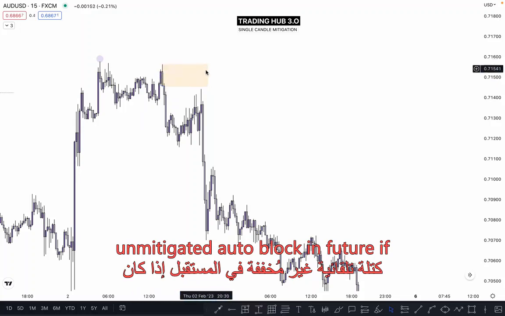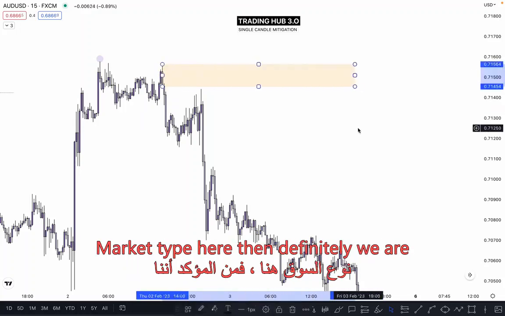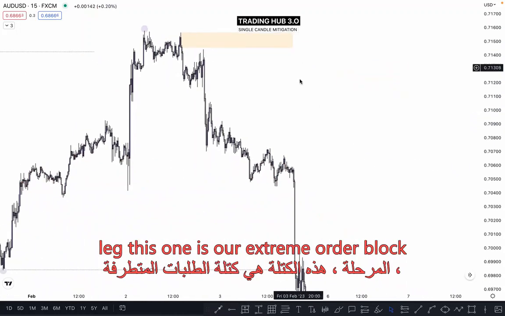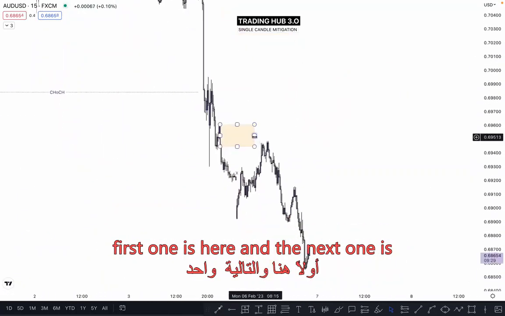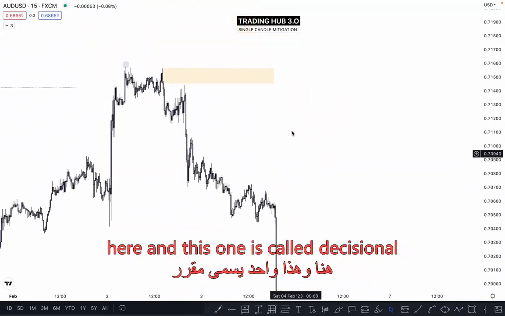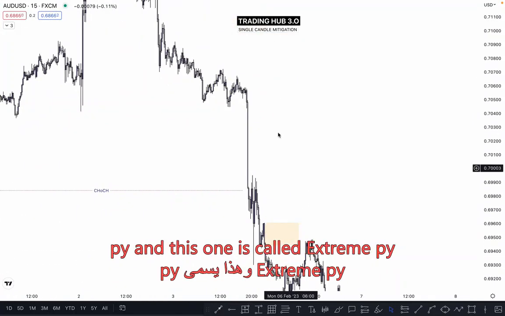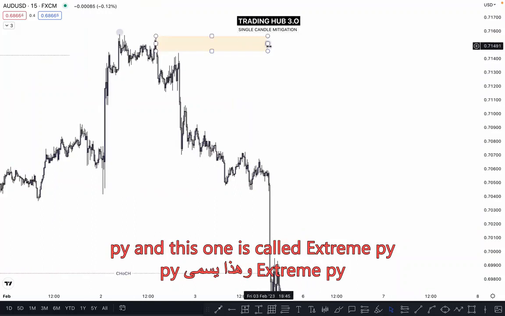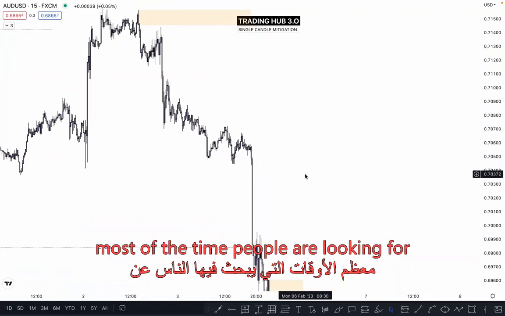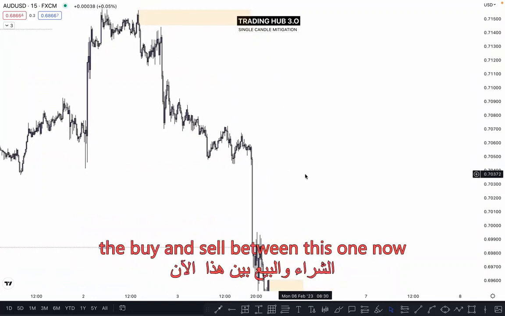In future, if the market taps here, then definitely we are looking here for a sell, because in this leg this one is our extreme order block. First one is here and the next one is here, right? So now we have two POIs here. This one is called the decisional POI and this one is called the extreme POI, correct? And between these is our SMT. Most of the time people are looking for the buy and sell between this one.